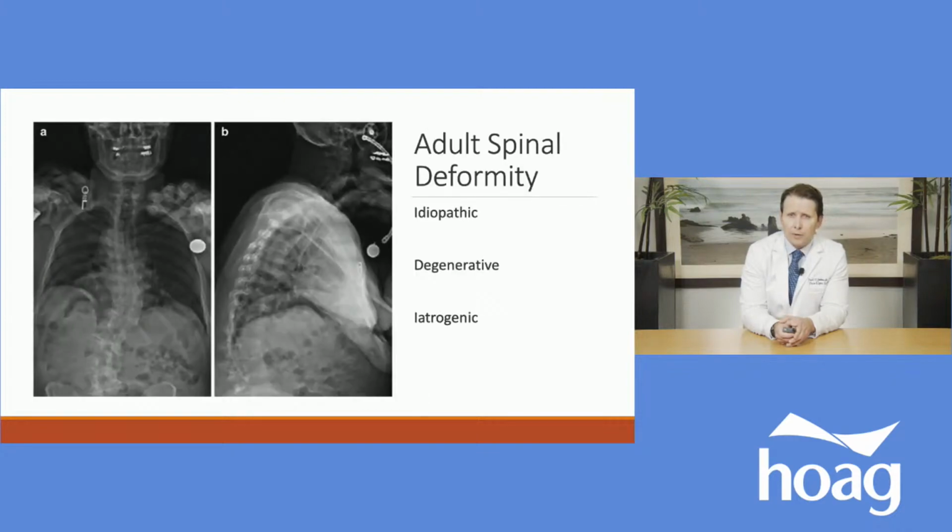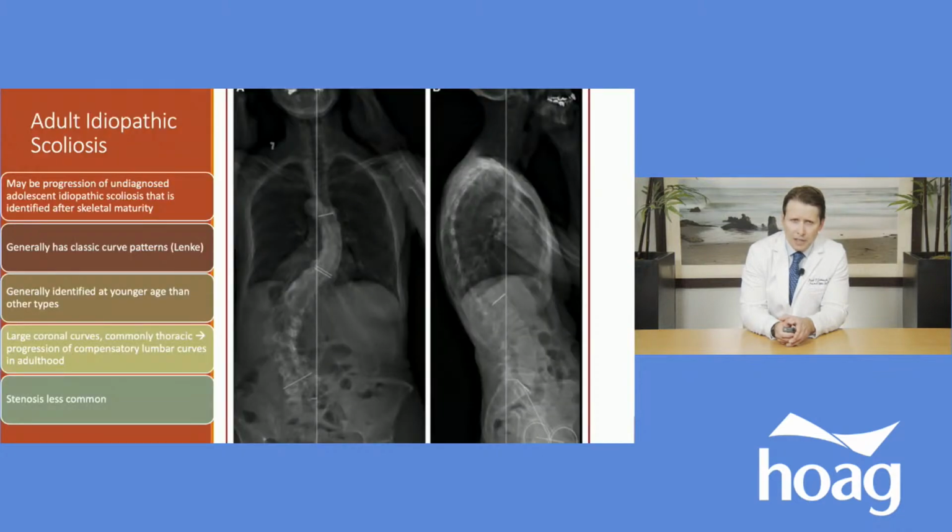So now let's go over the different types of spinal deformities that are present in adults. These are subclassified into idiopathic, degenerative, and iatrogenic. In idiopathic scoliosis, the best way to think about it is that this is a scoliosis that has developed at some point during the teenage years or young adulthood and either did not require any type of surgical intervention, was treated through conservative measures, or was underdiagnosed.